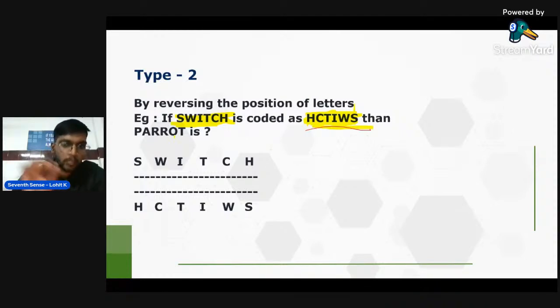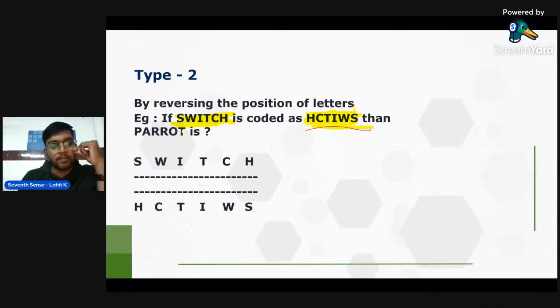These are the four patterns you get if the coded message has the same alphabets as your original message. As you can see, S is there in the coded, yes; W is there, yes; I is there, yes; T is there. So all the same alphabets are used in the coded message. That means we have only four methods: reversed, interchanged, ascending or descending. In these four, you can find one of the patterns, and so you get the answer.